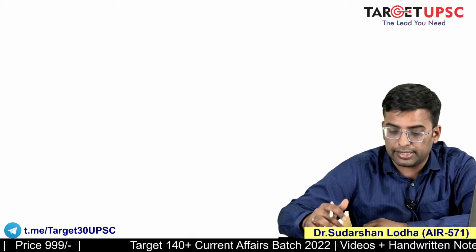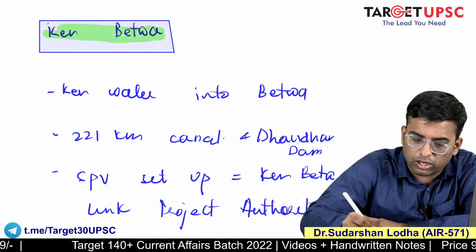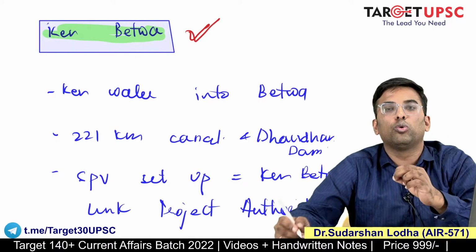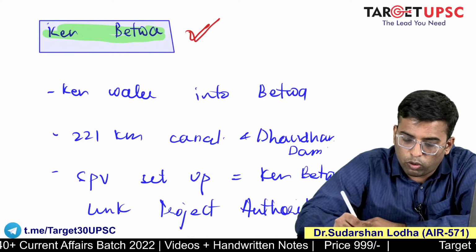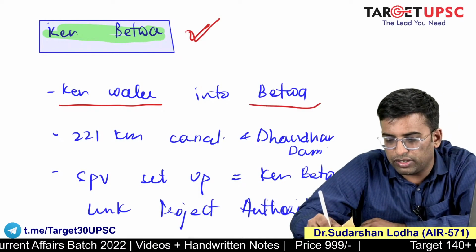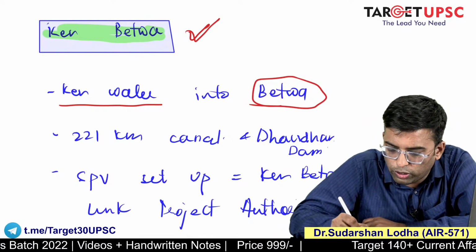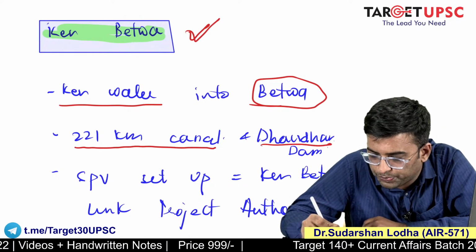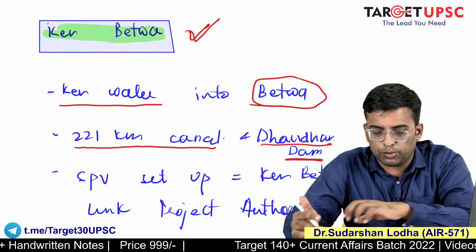तो major project which is taking place is Ken-Betwa interlinking of rivers. तो एक सबसे important project है which has been started, and this year's budget has allotted money for this important project. What we are doing is Ken water is being transported to Betwa river, and through this project we are going to build 221 kilometers of canal and a Dhaudhan dam would be constructed under this project.